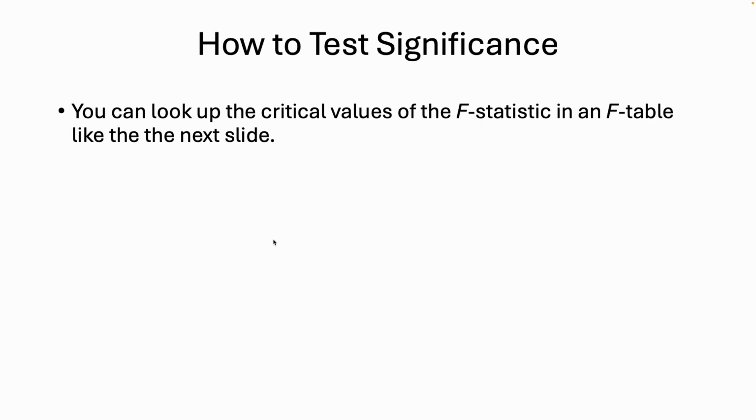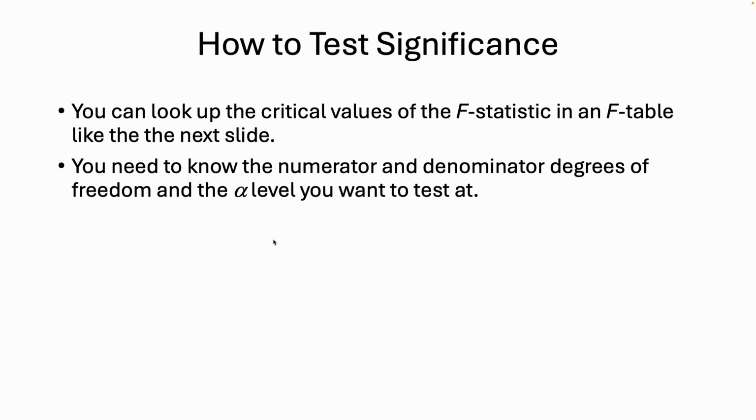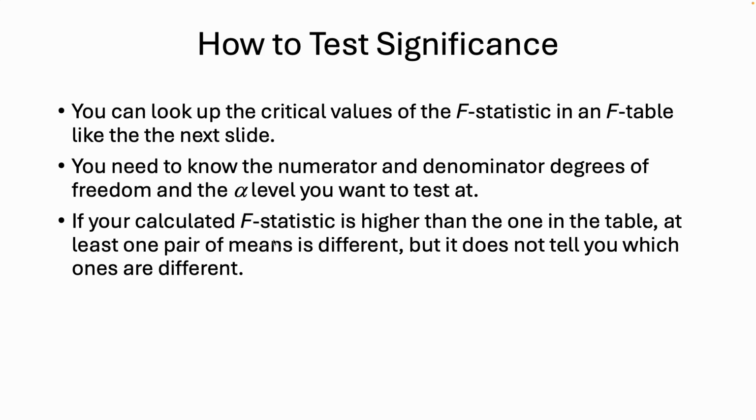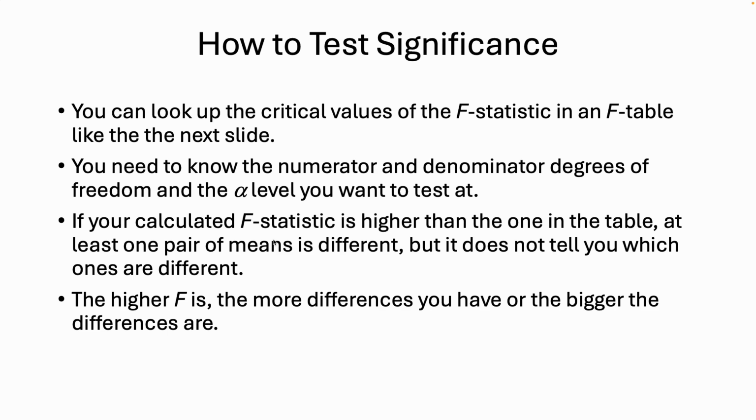So you can look up critical values of the F statistic in an F table, like the next slide. You need to know the numerator and denominator degrees of freedom and the alpha level you want to test at. In our case, we're going to test an alpha level of 0.05. And the numerator degrees of freedom are the among treatment degrees of freedom, which is going to be 4 in this case, and the denominator is the within treatment, which is going to be 45. So if your calculated F statistic is higher than the one in the table, at least one pair of means is different, but it doesn't tell you which ones are different. It just tells you that there's a difference in there somewhere. The bigger the F is, the more differences you have, or the bigger the differences are.